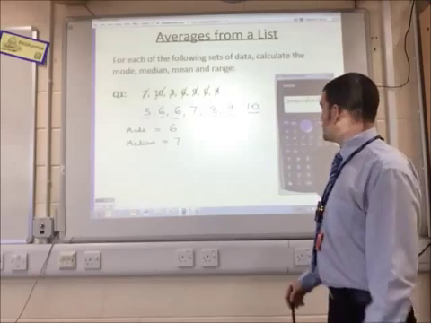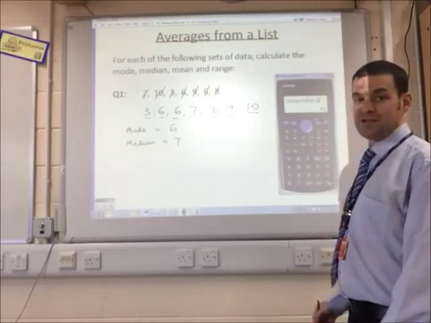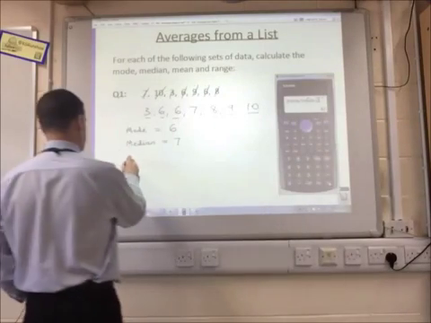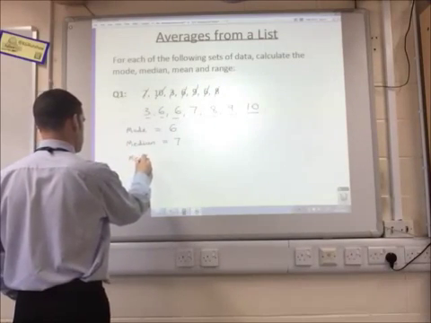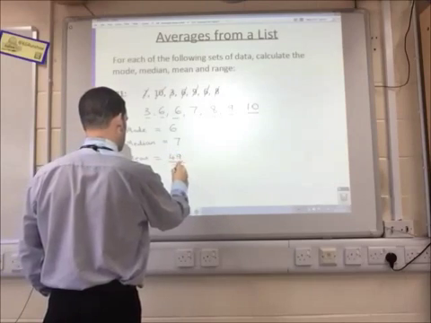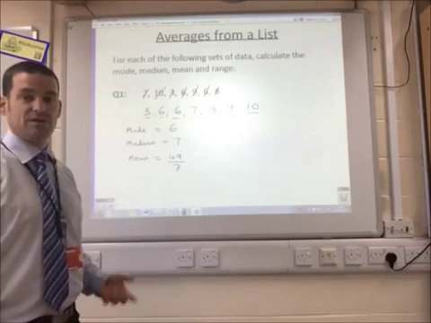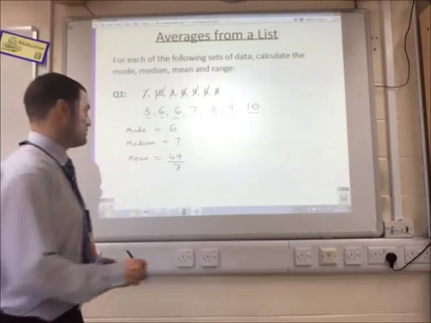So that's 3, 6, 6, 7, 8, 9 and 10 added together. The answer is 49. And I need to divide 49 by the number of values, which is 7. 49 divided by 7 equals 7.